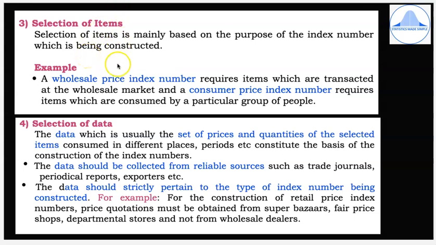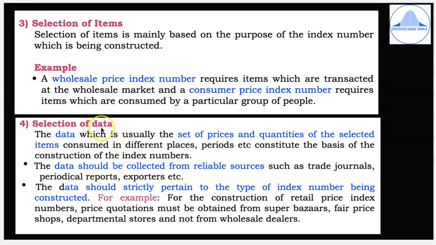Third, under selection of items, the selection of items is mainly based on the purpose of an index number which is being constructed. For example, a wholesale price index number requires items which are transacted at the wholesale market, whereas a consumer price index number requires items which are consumed by a particular group of people. Then coming to selection of data, this data is usually the set of prices and quantities of the selected items which are consumed in different places, periods, etc. And this constitutes the basis for the construction of index number.